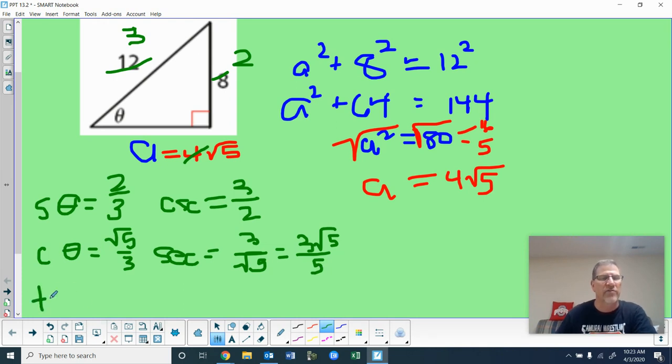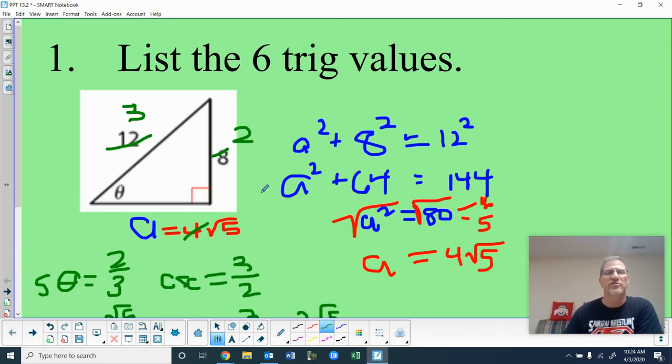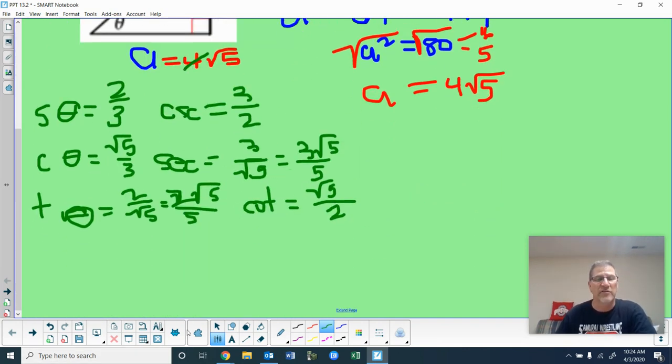And the last two are tangent of theta. I'm just going to write it all out. Opposite 2 over adjacent radical 5. And I have to rationalize that. So when I do that, I multiply the top, use my 2 first, radical 5. And then the bottom becomes a 5. And the cotangent of theta would be the reciprocal of that. Just do this one here, the original. So then you just have square root of 5 adjacent over opposite 2. So there's our 6 answers. That's just a review from section 13.1, intro to trigonometry, SOHCAHTOA stuff.